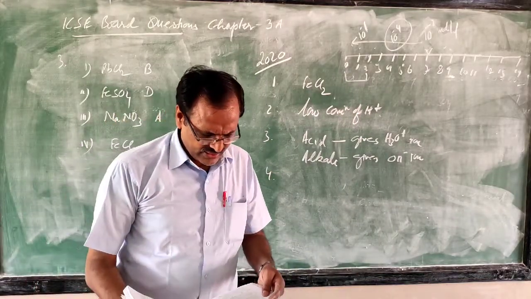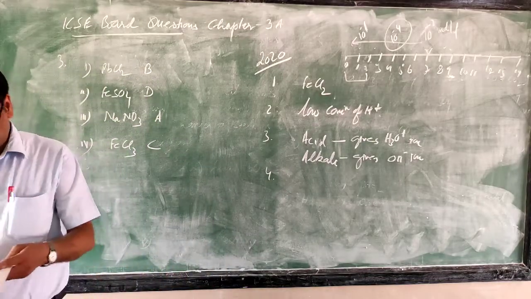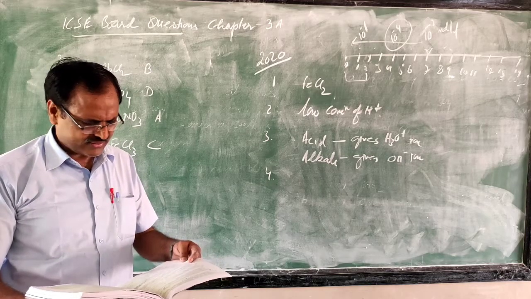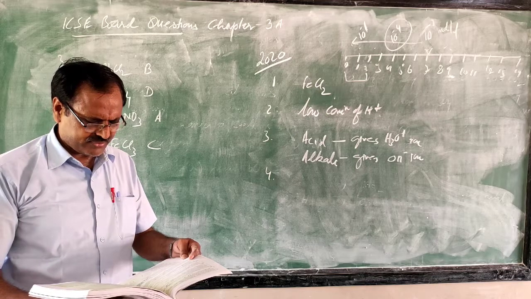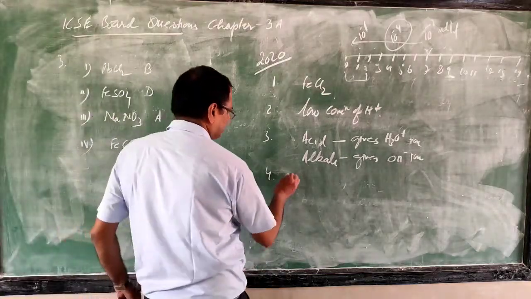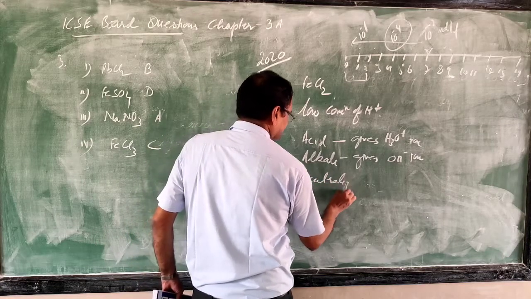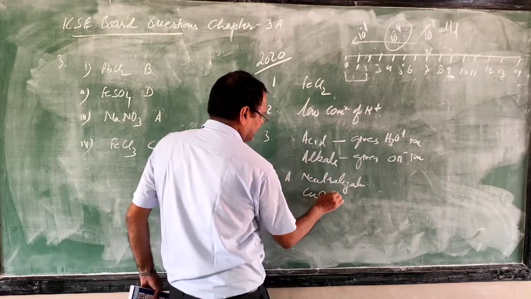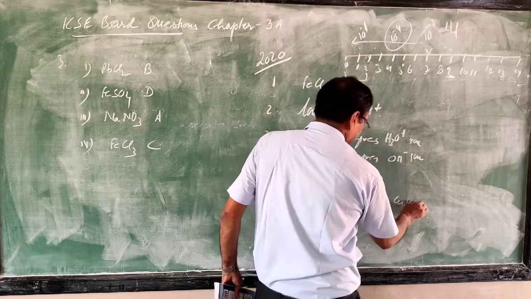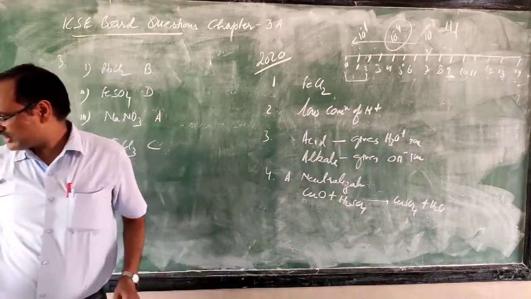Now the fourth one: write a balanced chemical equation for the preparation of the following salts, A to C, by neutralization, precipitation, titration. This one is copper sulfate, by neutralization. So copper oxide reacts with sulfuric acid to form copper sulfate and water. So this is the equation.